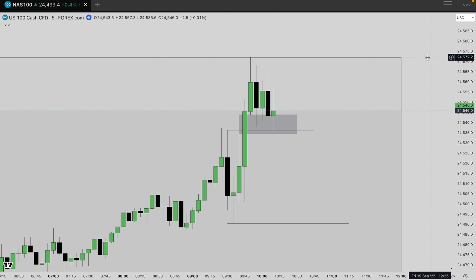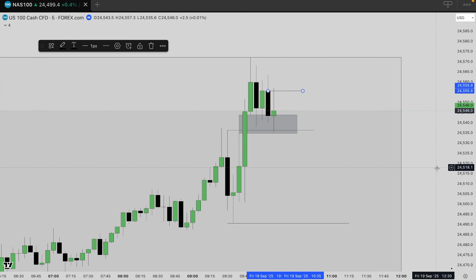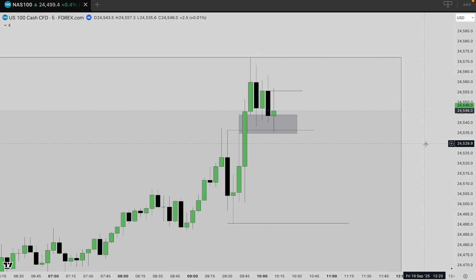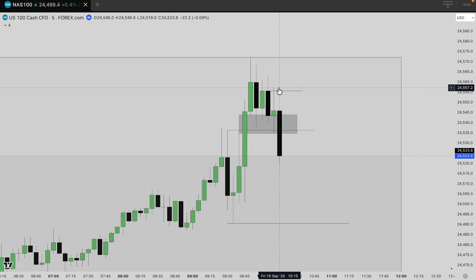I want to see that high being rejected. Looking for the market to trade into the high, we trade into the high. Is this an engulfing candlestick? No, this is not. We need a candle closure above this down close candle to be considered an engulfing candlestick. We then inverse that fair value gap.